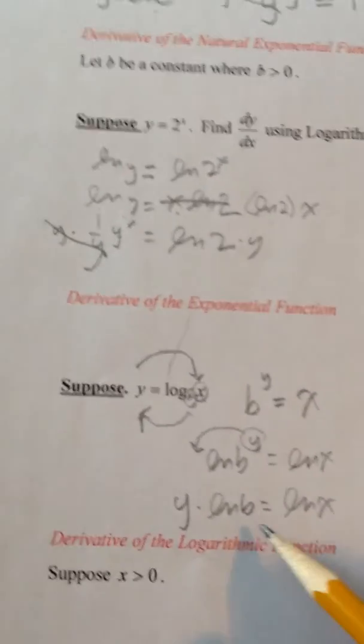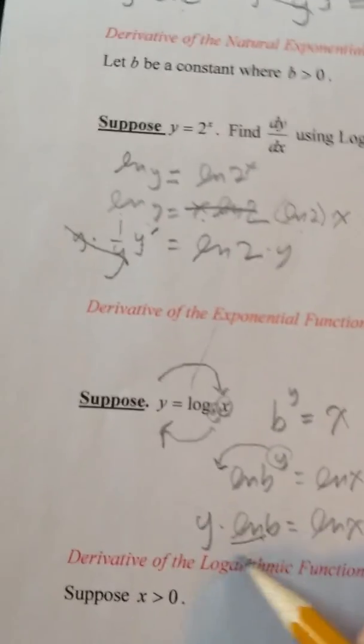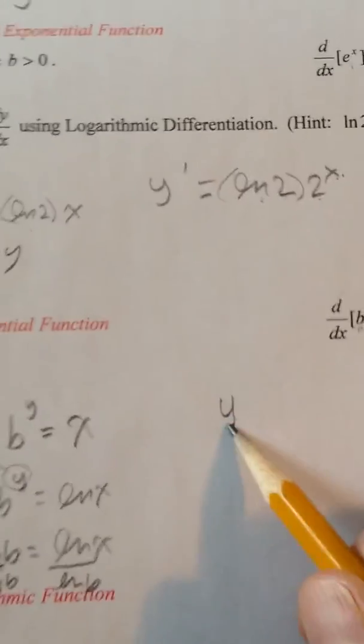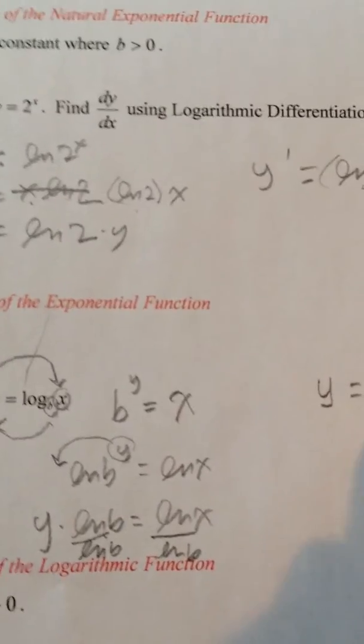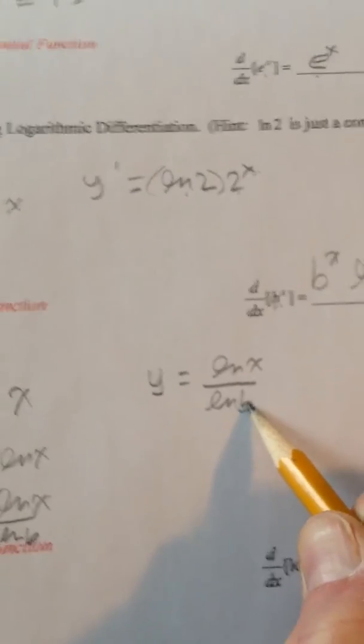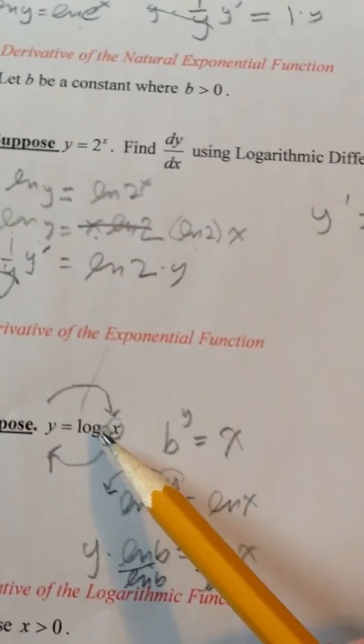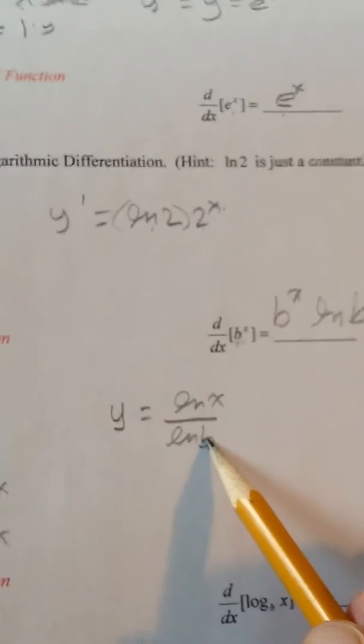And if I divide both sides by this to get y by itself, I have y equals ln of x over ln of b. Remember, natural log of b, this is just a number. So whatever you started with here, it'd be like 5 or 10 or 6. And it goes right there. And now I can take the derivative of this.